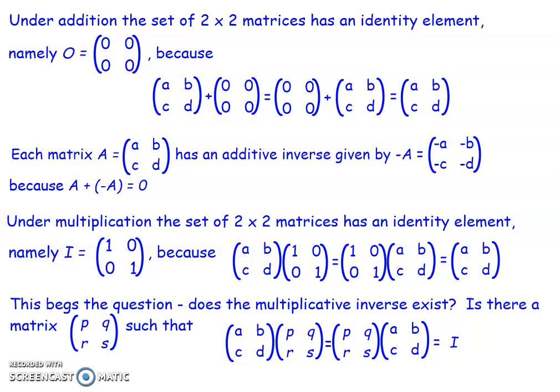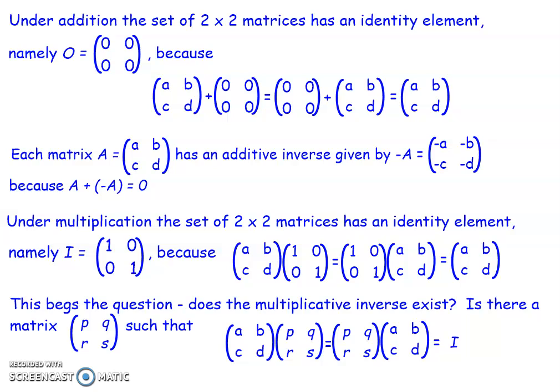So there exist elements where we're able to combine them with matrices, and regardless of the order we combine them when addition and multiplication is used, we get back to a generic matrix. And for addition, we've got an additive inverse. So the question is begged, do we have a multiplicative inverse?